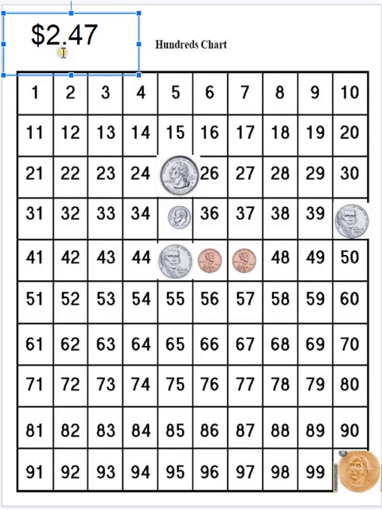Notice how I said "and" when I got to the decimal point. I'll do that again. The amount of money that we have is $2 and 47 cents. You practice that.